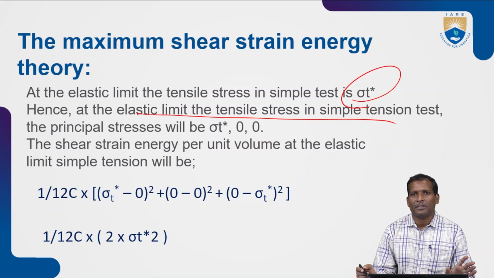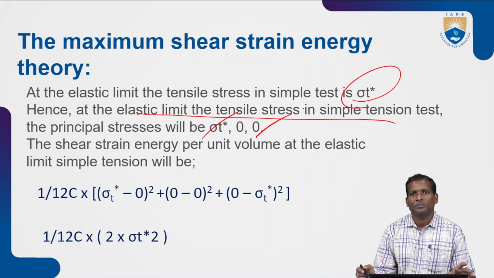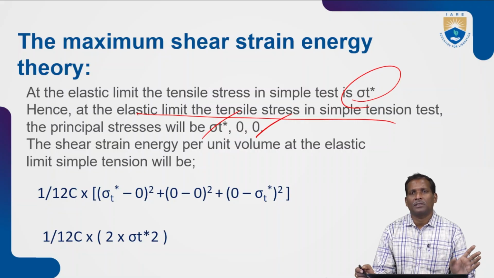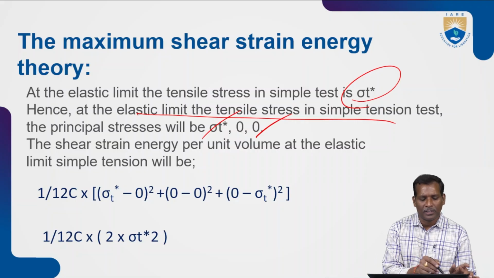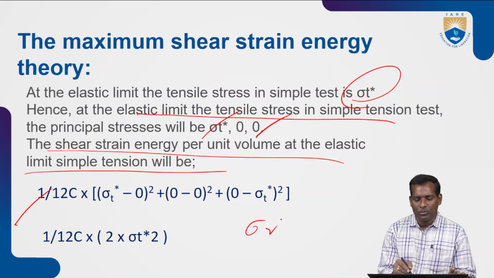the principal stresses will be sigma t, 0 and 0. In a simple tension test, only one stress is available, so the remaining sigma 2 and sigma 3 are 0. So the shear strain energy per unit volume at the elastic limit in simple tension will be 1 by 12C into the terms in sigma 1 and sigma 2. In this case, sigma 2 is equal to 0 and sigma 3 is equal to 0.